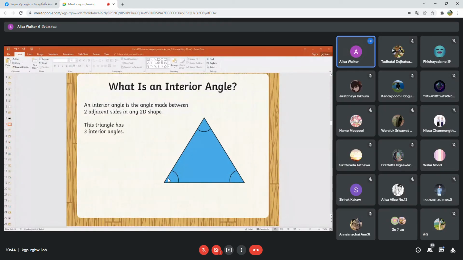Okay. So, what is an interior angle? An interior angle is the angle made between two adjacent sides in any 2D shape. So can you see the triangle? Yes? It's got 1, 2, 3 interior angles. Interior means it's inside the shape. Yes? You understand?